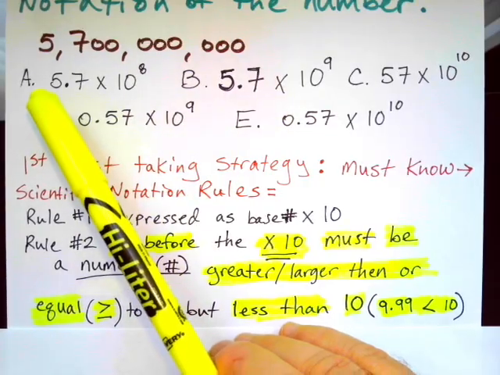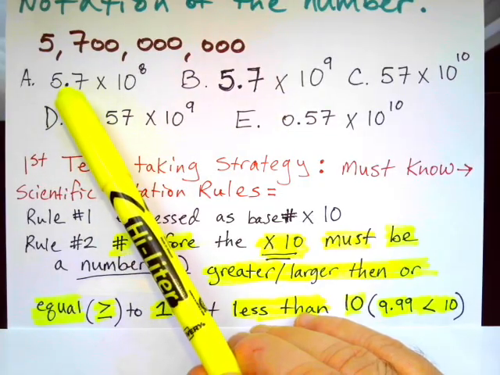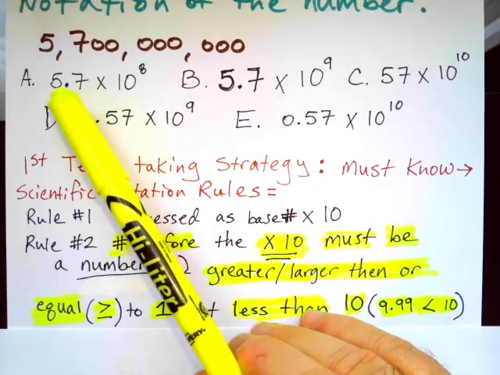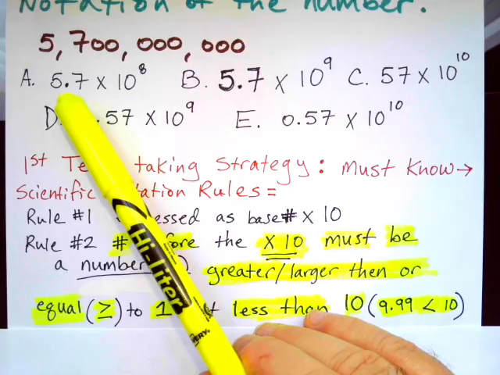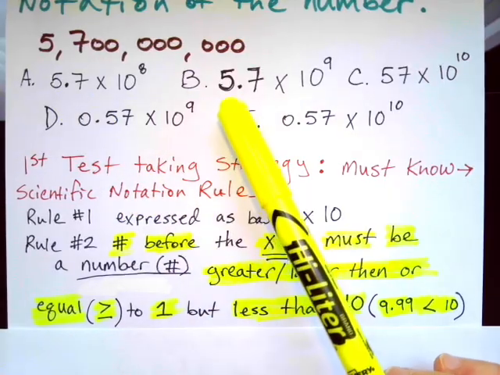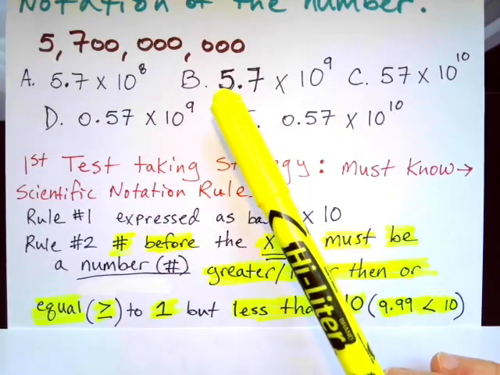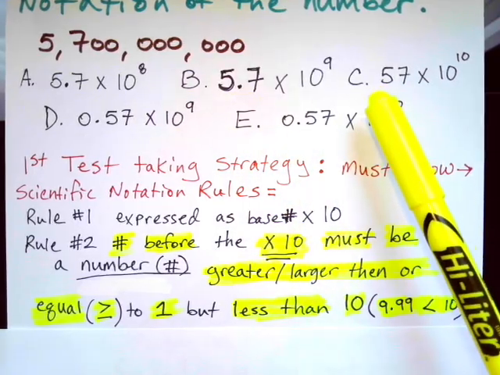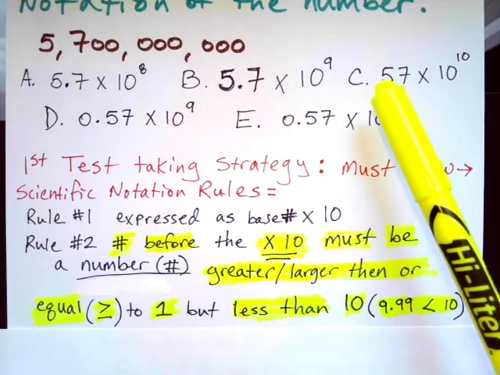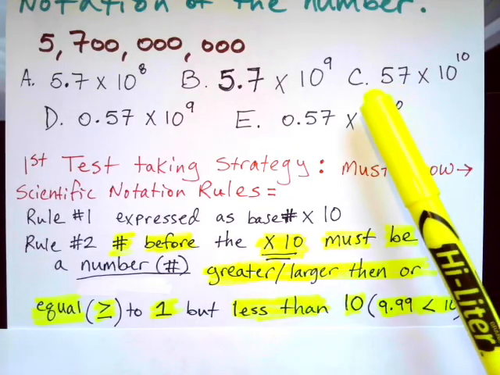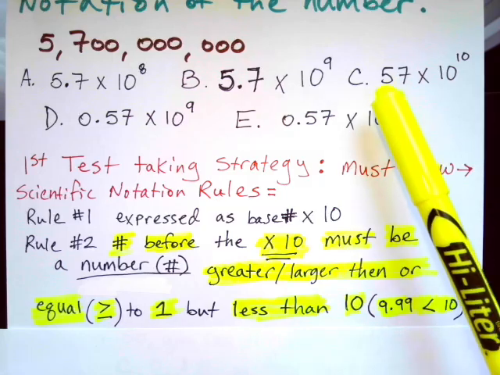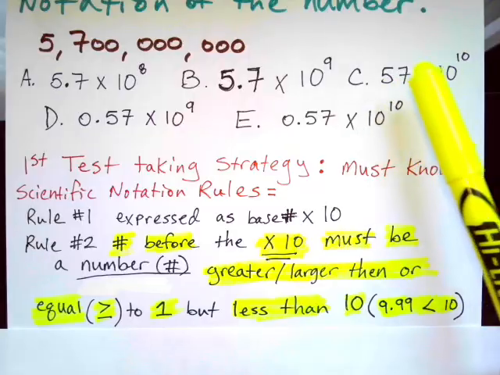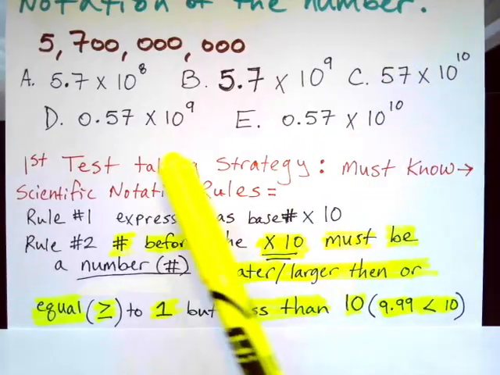So A, 5.7. Is that between, right? That's in front of the times 10 value. Is that between the value of 1 and 9.9? Yes. Let's look at B. Is that between the value of 1 and 9.9? Yes. Let's take a look at C. 57. Is that between 1 and 9.9? No, that's way larger than 10. 57 is way larger than 9.9. The answer cannot be C. Let's take a look at D.